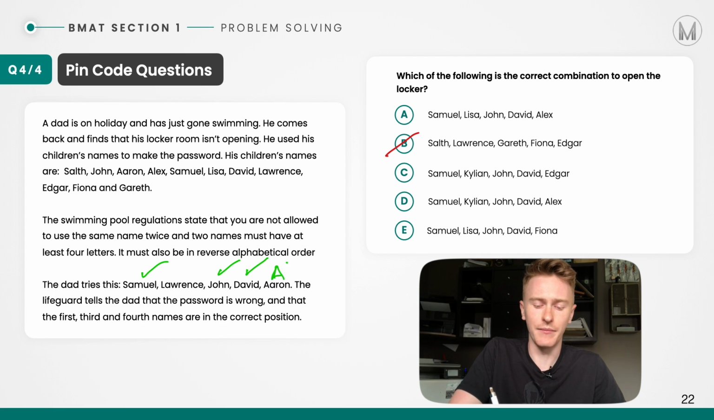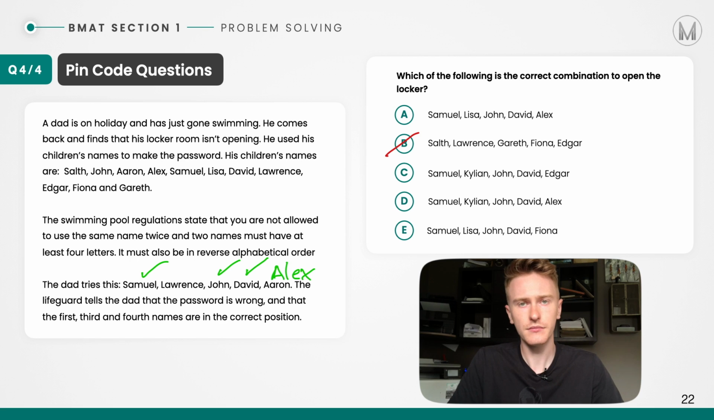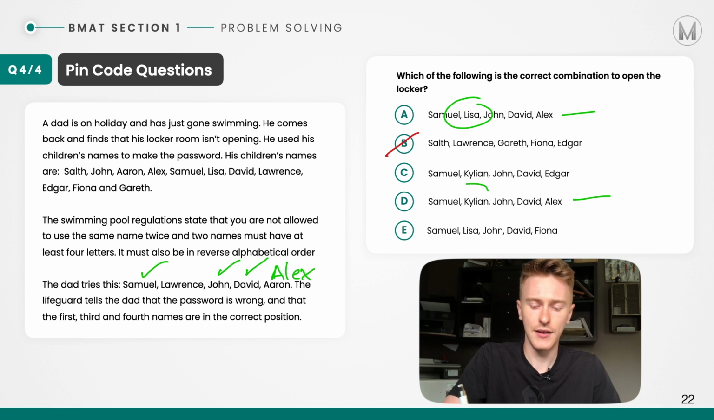So let's write that down. If we then look at the answer options again, we can see that actually 2 of them have Alex in that right position. It's either A or D. It's worth comparing these answer options at this point in order to find out specifically what you need to work out. You can see they only differ in their second name, Lisa and Killian.